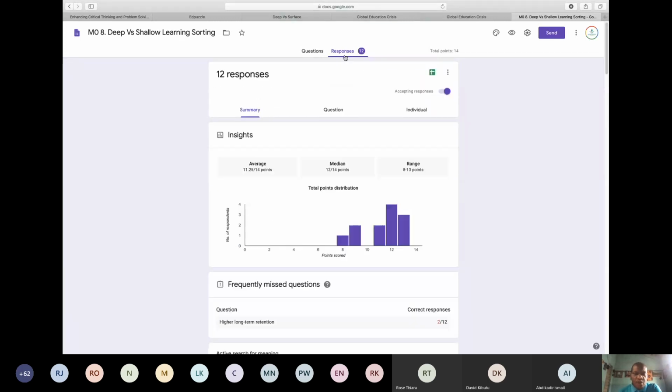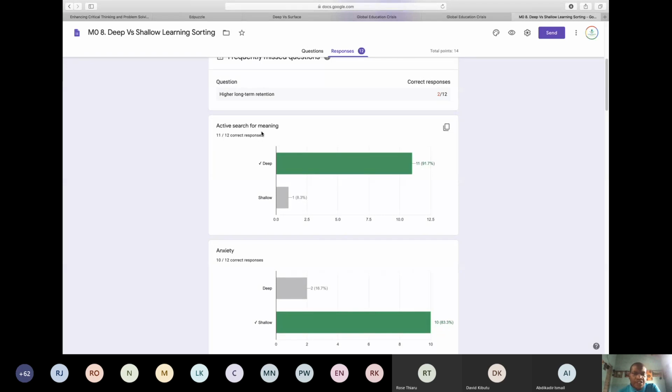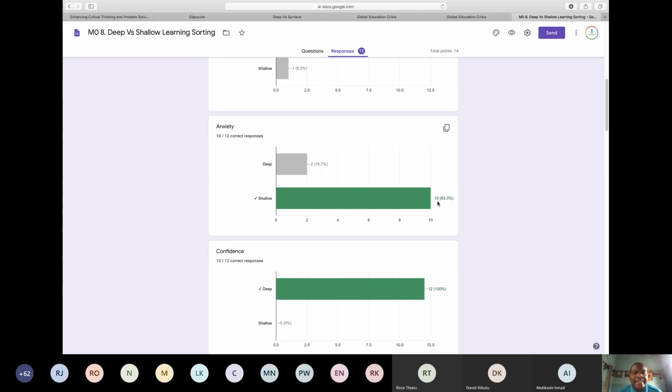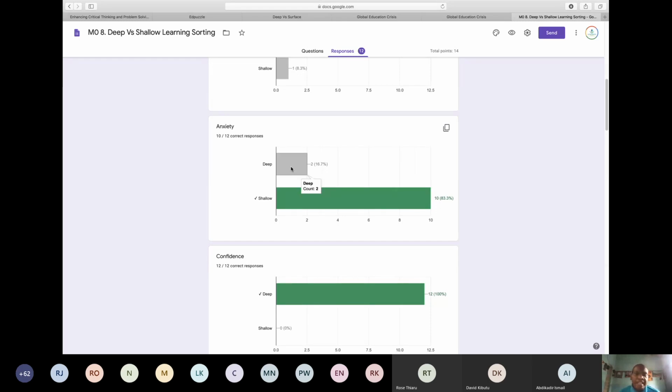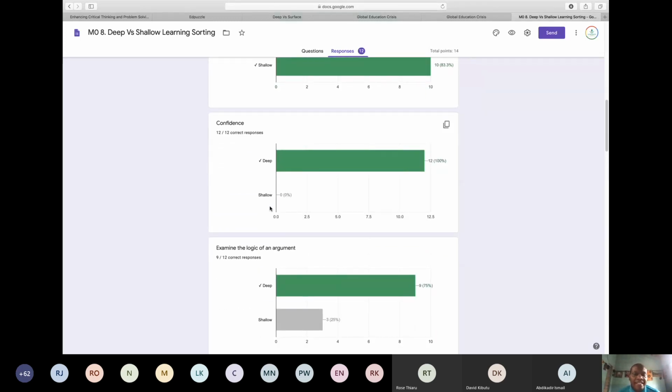So for example, if you look at the first question, active search for meaning, 11 people said it's deep, 1 person said it's shallow, and that person did not get it correct. We went to anxiety, and 2 people said it's deep, which was incorrect. 10 people said it's shallow, which is correct. We went to confidence.